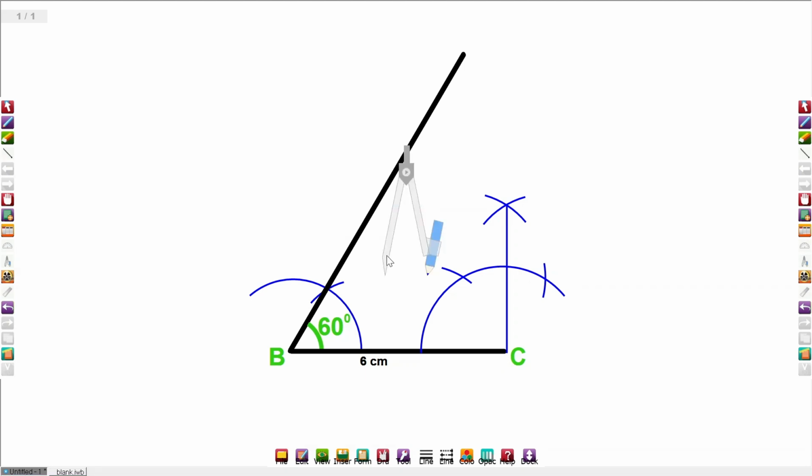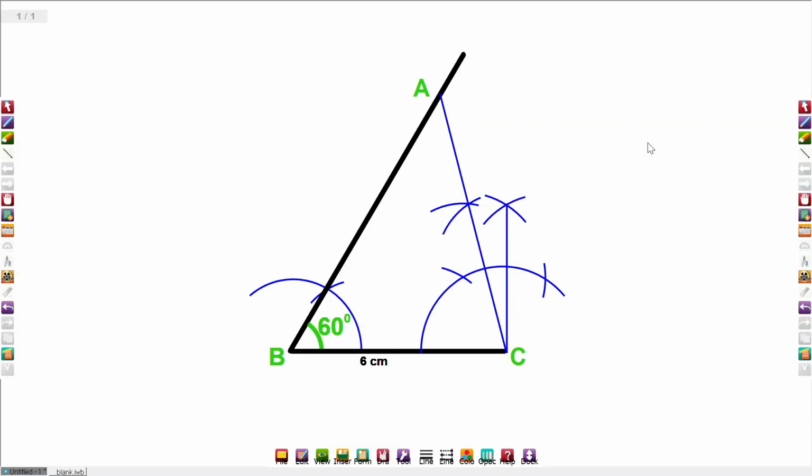Observe that 75 degrees lies halfway between 60 degrees and 90 degrees. So we simply draw two circular arcs, one and the other. Join the point C to the intersection point of the last two circular arcs and extend it so that the line intersects the arm of angle B.